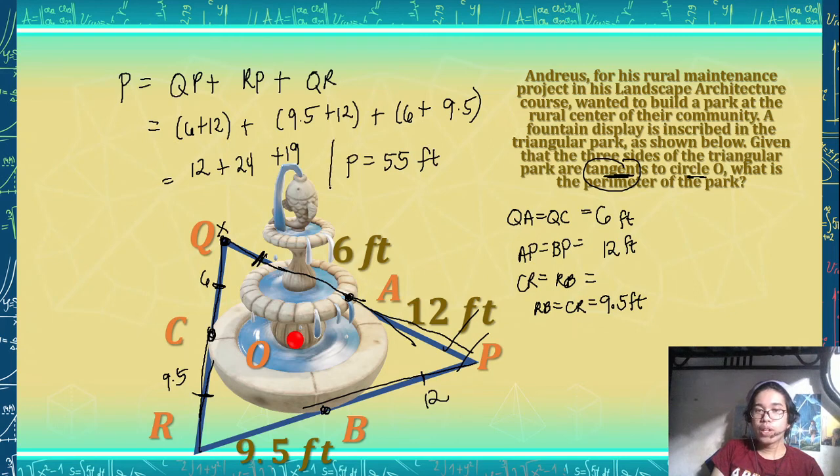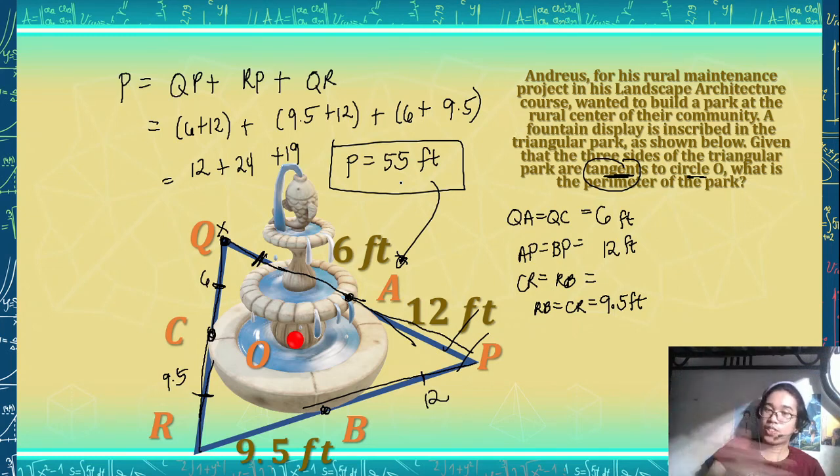Therefore, this is the perimeter of the triangular park with the tangents there. So that's going to be 55 feet. And that's how we solve this problem.